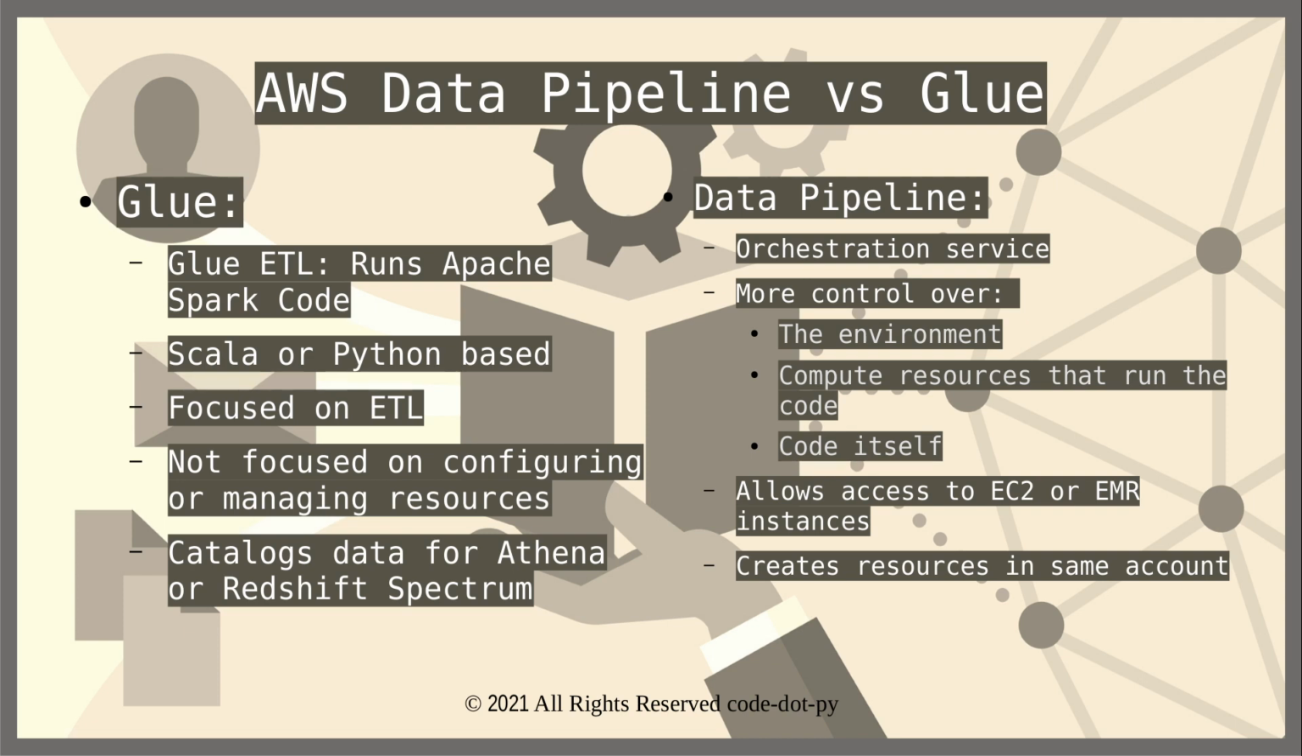Whereas Data Pipeline is more like an orchestration service. It is not involved directly in the actual ETL process. It is rather a service which has more control over the environment, the compute resources that run the code, and the actual code itself. It also allows access to the EC2 or EMR instances, which should be created within the same account. So this is a high level difference between the AWS Data Pipeline and the Glue service.